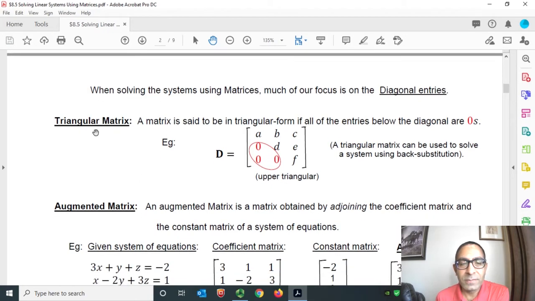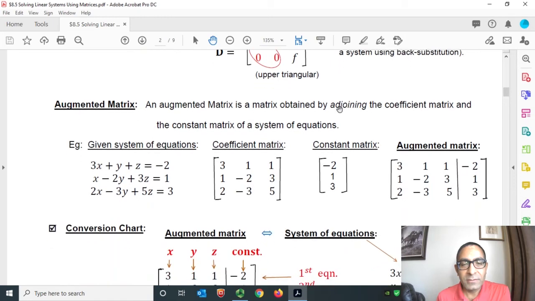Triangular matrix. A matrix is said to be in triangular form, and here by triangular we mean upper triangular form, if all the entries below the diagonal are zeros. For example, in the given matrix D here, this is the diagonal line. These are the diagonal entries, and below the diagonal entries, the elements are zeros. So this is called upper triangular form.